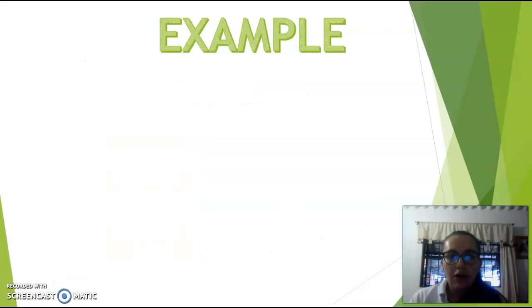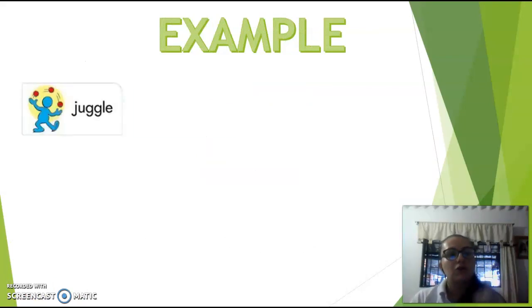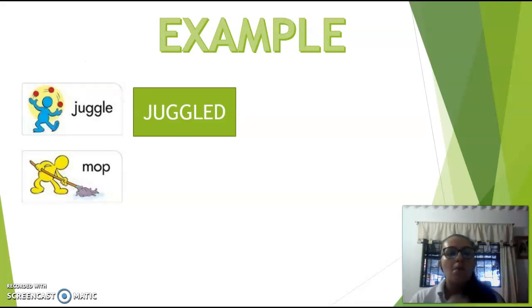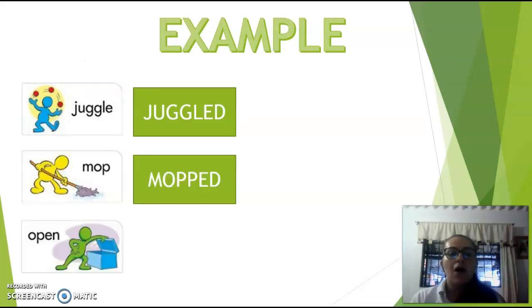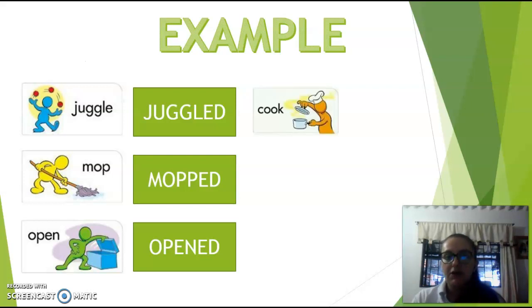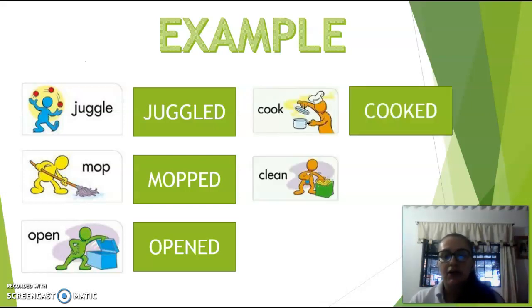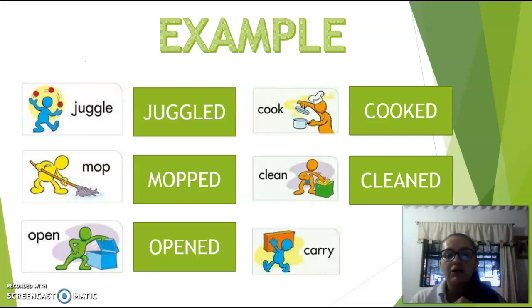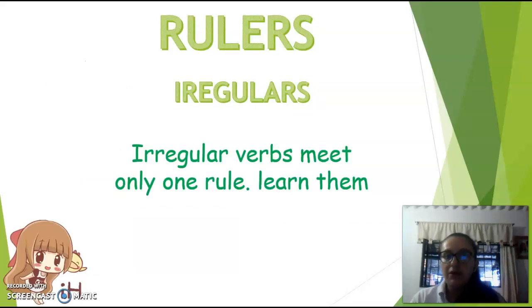What is the other rule? I want to explain with examples. Juggle, juggled; mop, mopped; open, opened; cook, cooked; clean, cleaned; and carry, carried. These are the examples. So what happens with the regular verbs? There is only one rule.